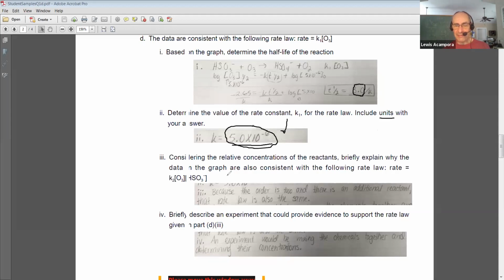And then part III doesn't really address the question. It's true that the order of the reaction would be 2 if this were the rate law, and there's an additional reactant, but the rate law is not the same. It is different. And then the answer to part IV is too vague to be given any credit. Mixing the chemicals together and determining their concentrations, you have to be a lot more specific about what the relative concentrations would be and what you would monitor their concentrations versus time.